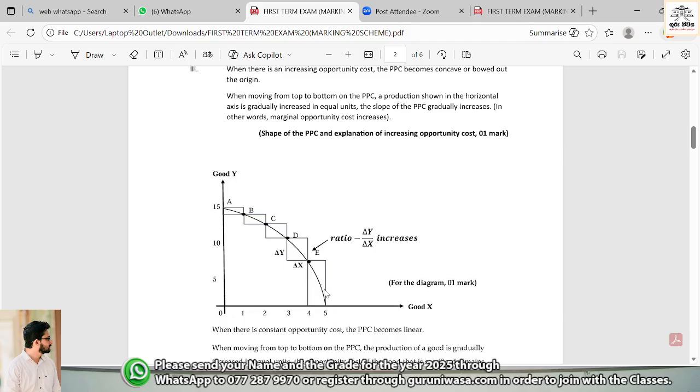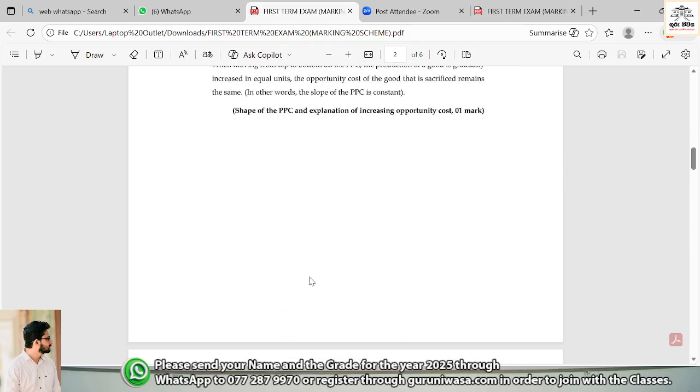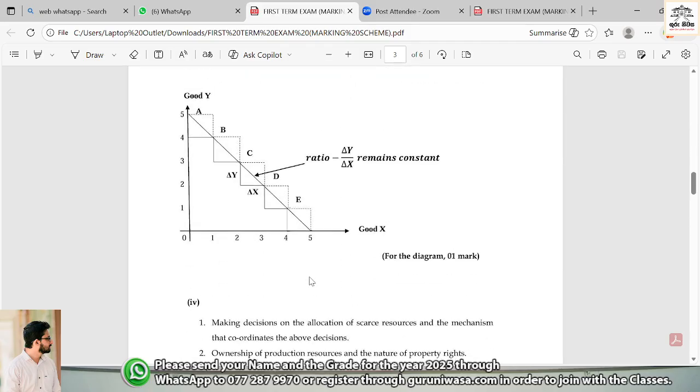Then you can see this area showing the sacrifice, the number of units given up gradually rises, indicating that there is increase in opportunity cost. You get the point? And also this is not a constant increase. Then you can see this graph is so clear, because here 1 mark is given for your graph. Be careful.